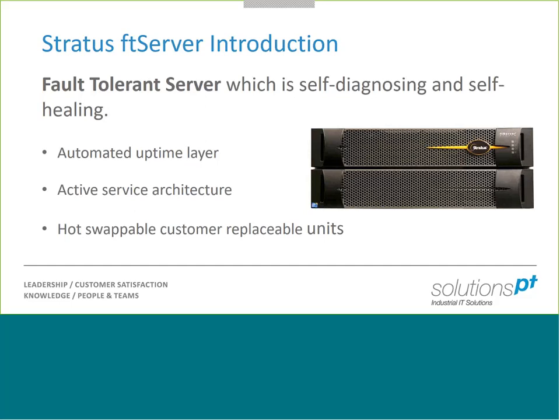So if you were to open up an ftServer, what actually is it? What you'd see is the same x86 architecture with the latest generation of Intel chipsets. But what's different is it's 2 independent slices. So you can see from that graphic there, it's 2 servers in one. But what makes it really unique and how it achieves this sort of unrivaled availability is the automated uptime layer, the active service architecture, and hot swappable customer replacement units.